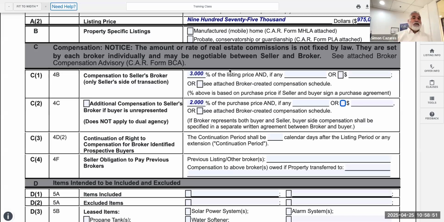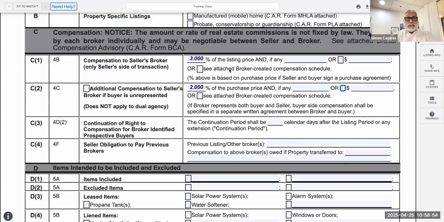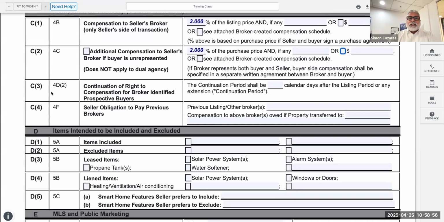Okay, very good. All right, the next is section 3, which goes into the continuation of rights to compensation for the broker in identifying a prospective buyer. So it's basically a safe clause.